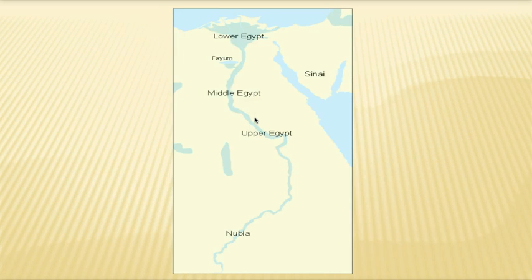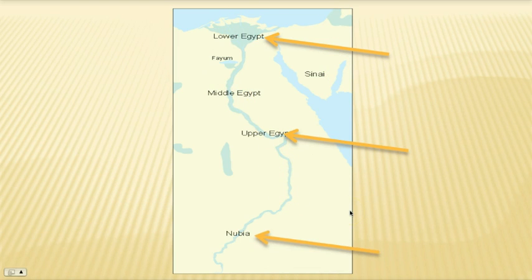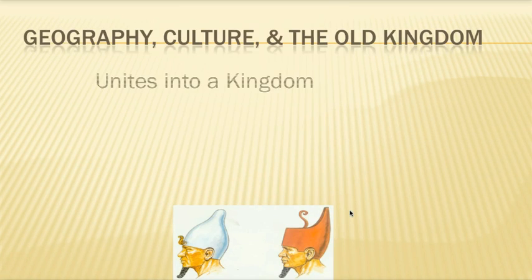So let's take a look at this. Normally you would think in the north part here by the Mediterranean Sea, you'd have Upper Egypt, but that's not the case. Upper Egypt is actually in the south. Then you have Lower Egypt here in the north. And they're flip-flopped because of the way the Nile flows. So you have to think of it that way. And then, of course, you have Nubia here in the south.